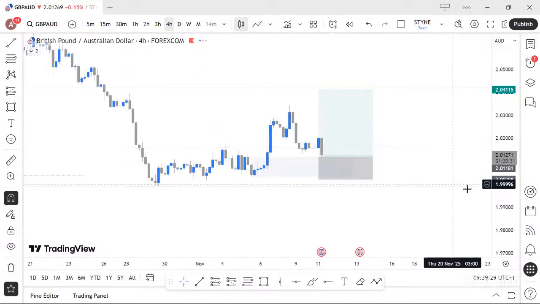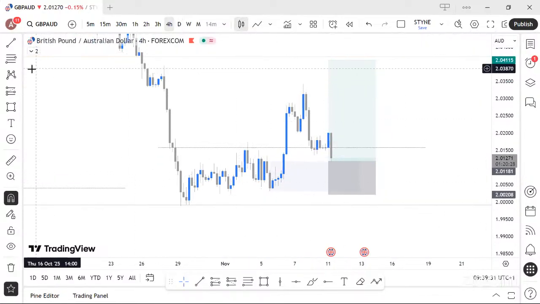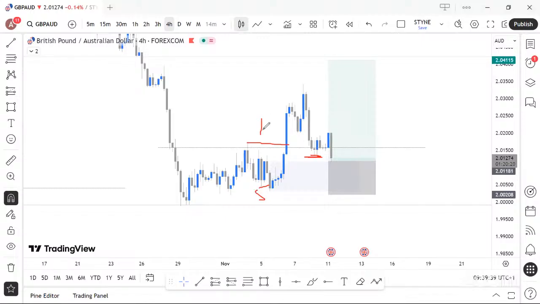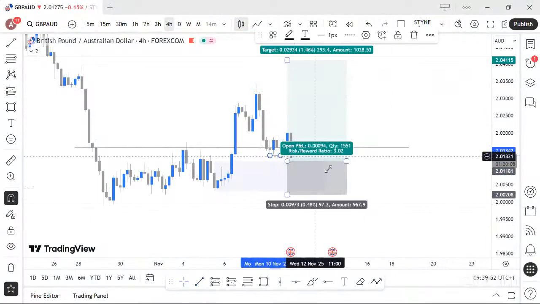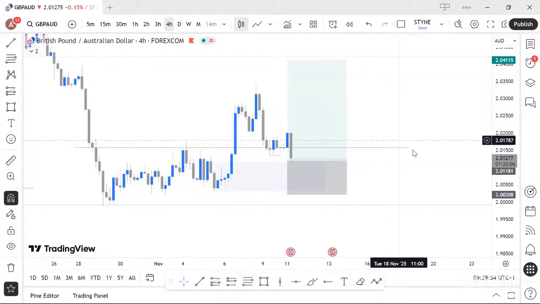So on the H4 now, what do we see? We see that we had a sweep of liquidity here, a break of structure, and liquidity lying down here. So we have a sweep, we have a break, and then we have some liquidity that is here. So we can expect price to do what? To sweep the liquidity. We can expect price to sweep the liquidity here, tap here and start. So this one has already started the move.